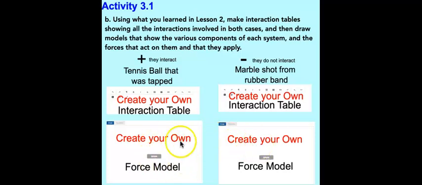These are for drawing. So in one of them, you're going to create a force model. In the other one, you're going to create a force model. You might be saying, two force models. Yep. One for the tennis ball that was tapped and one for the marble that was shot from the rubber band. So go ahead, pause the video. This is probably going to take you 10, 15, 20 minutes to do.